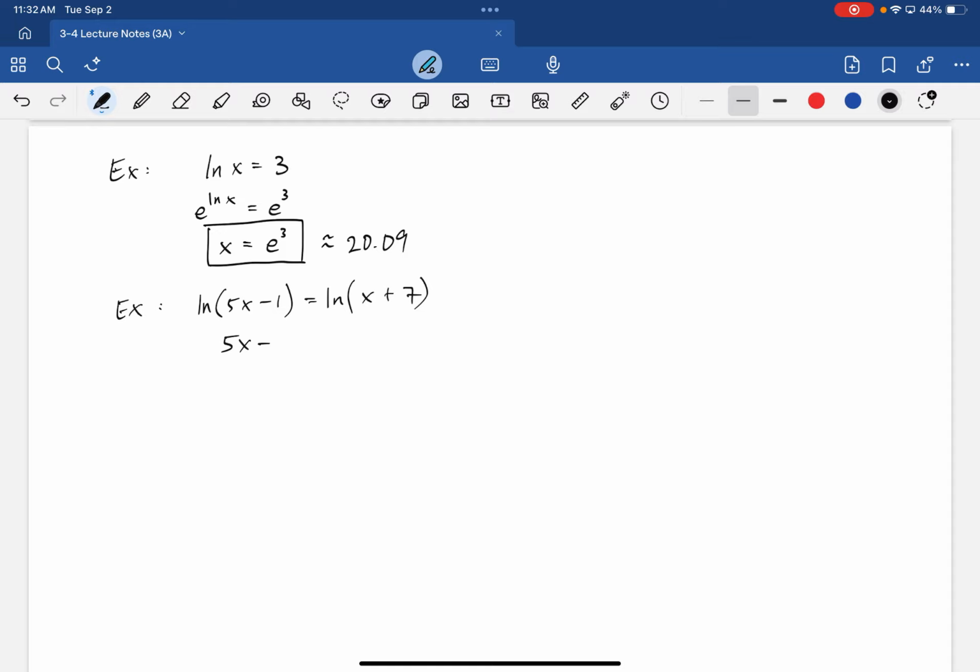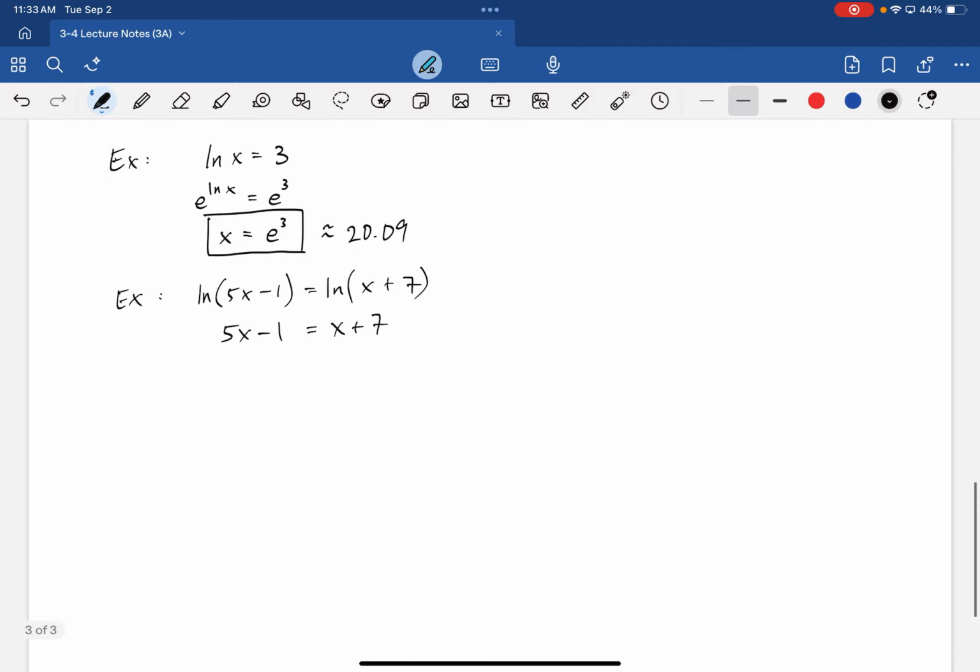more official. Okay, so that leaves us with 5x - 1 = x + 7. Because the logarithms are the same, their inputs must also be the same because they have the same base. So we solve this. What is x equal to? Nice. Good mental math. Okay, I'll do it out. 4x equals 8, so x equals 2.